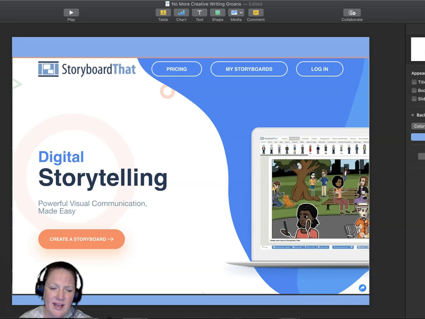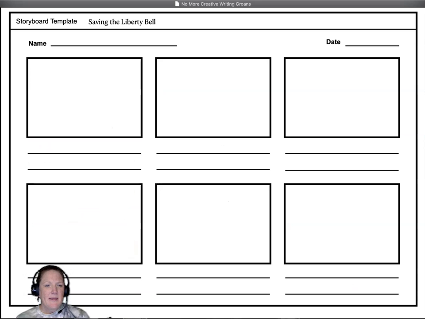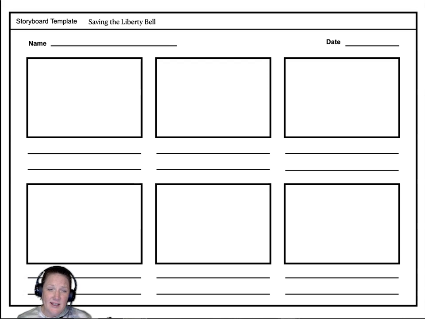And you can just create a storyboard. I do have a classroom subscription, so I will be able to have you work on it through my classroom subscription. This is your storyboard template. Mine says Saving the Liberty Bell, but yours, that's where you'll put your title. Put your title right up there so that we'll know what you're going to be writing about. And then you can just kind of plan it out.